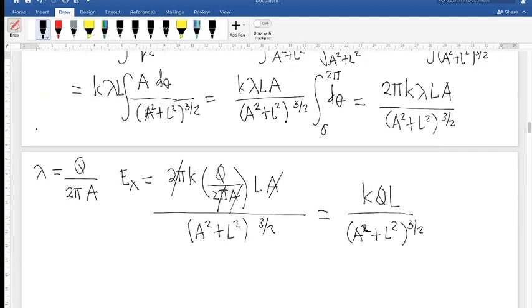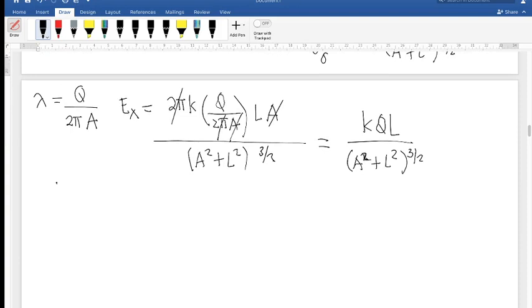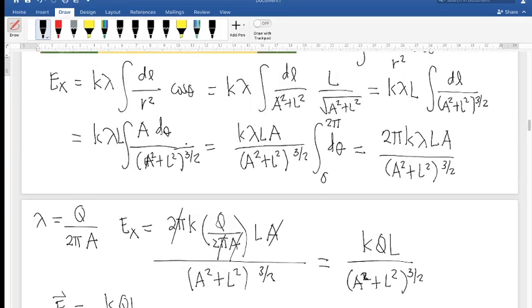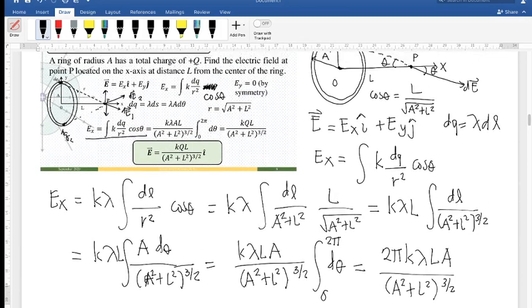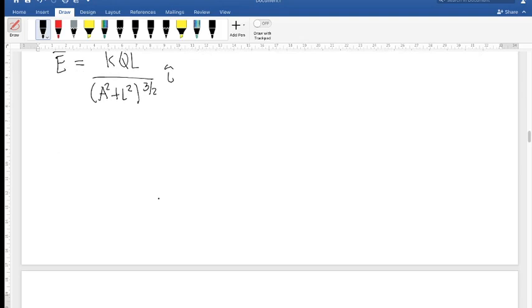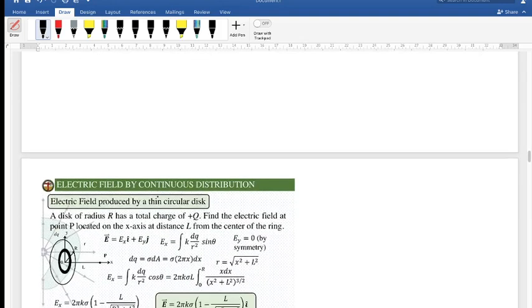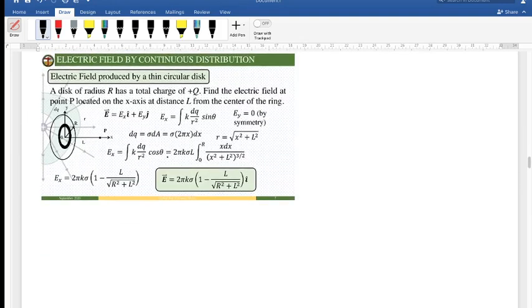Okay, so therefore our electric field expression is equal to kqL over (a squared plus L squared) raised to 3 halves i hat. So meaning the total contribution of the ring of charge at point P is actually pointing in the positive i hat direction. Okay? So let's proceed to a thin circular disc.